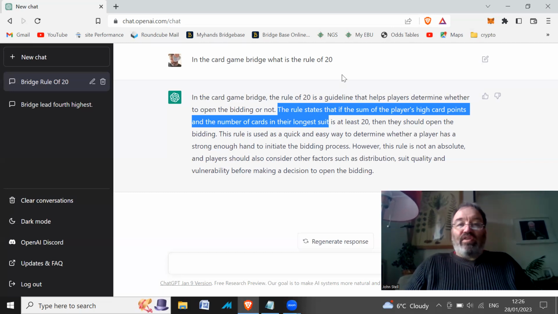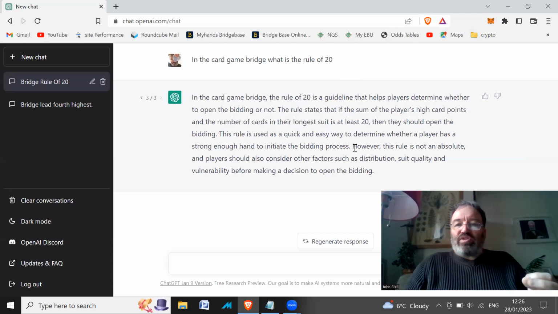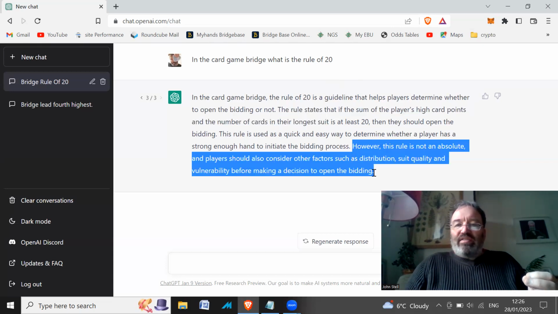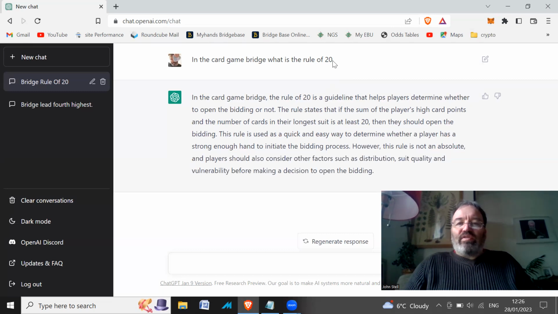But yeah, if you don't know what the rule of 20 is, it's basically you add up your two longest suits and add up your high card points, and if it comes to 20, you can open the bidding. But all of this is also true, it is only a guideline, and the dogs are off. So it's not an absolute rule. You can also, I wonder if I change it to the rule of 19.